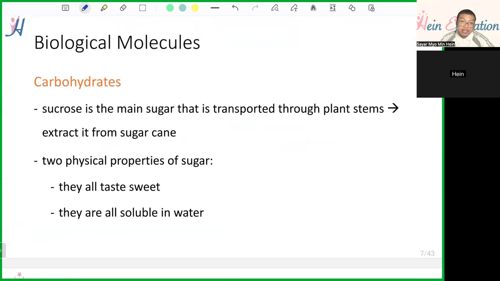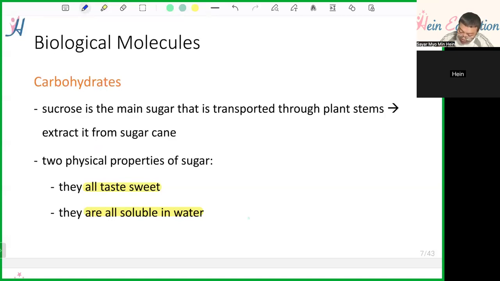Sucrose is the main sugar that is transported through the plant stem, and it is extracted from sugar cane. There are two physical properties of monosaccharides and disaccharides, which are the simple sugars. They all taste sweet, and they are all soluble in water.